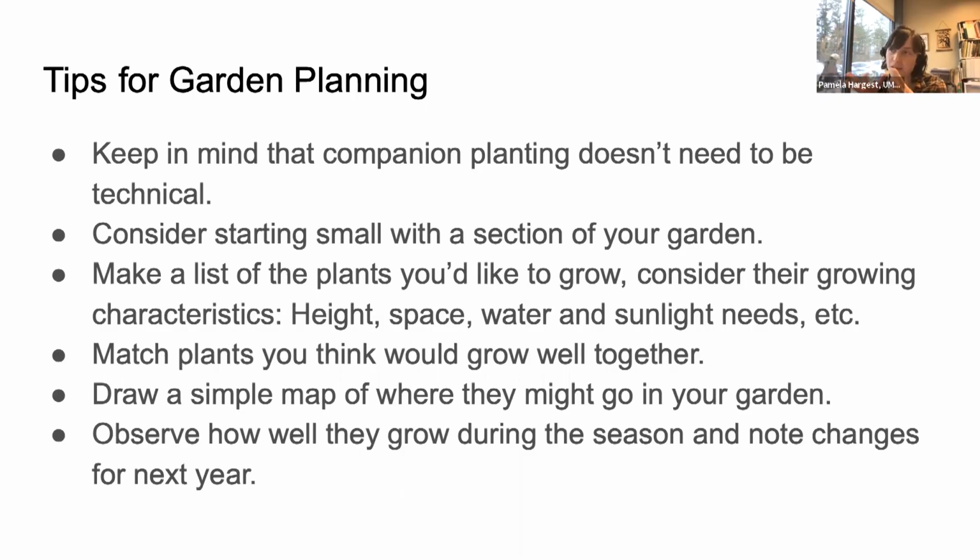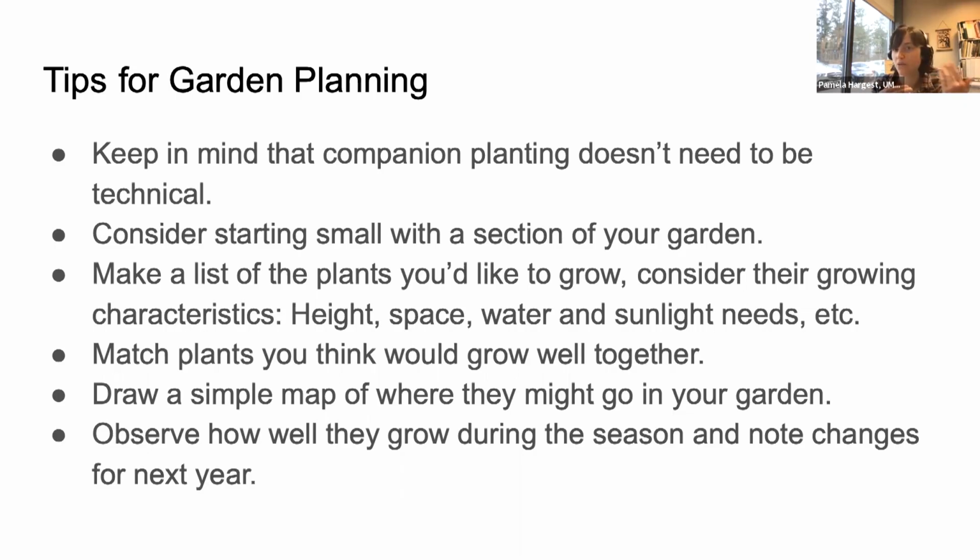But if you're thinking about your garden right now, consider starting small. Start with a section of your garden, especially if you have a lot of space, because that can be kind of overwhelming to think about all the possibilities. So start just with a section and make a list of the plants you'd like to grow, and consider some of their growing characteristics, right? So think about their height, space, water, sunlight needs. And then match plants you think would grow well together.